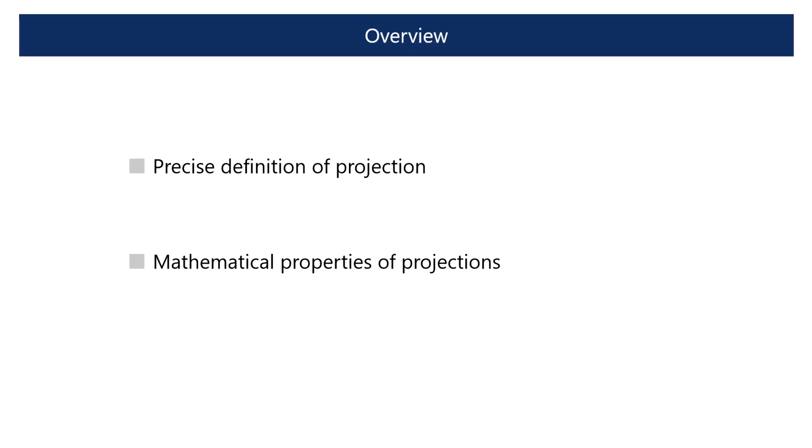In the previous lectures, we studied the definition of orthogonal vectors, projection onto a single vector, and projection onto a subspace using an orthogonal basis. In this lecture, we will further deepen our theoretical understanding by explaining the precise definition of projection and mathematical properties that projections satisfy.